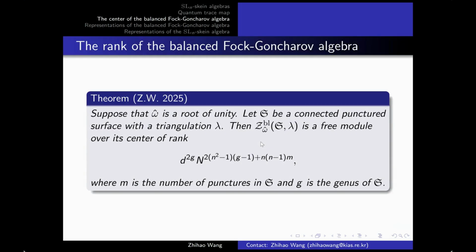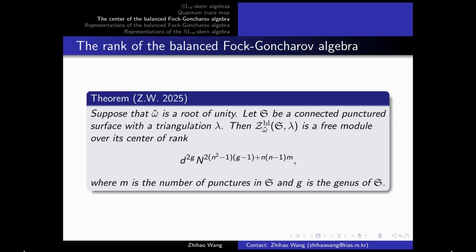Here's another one. This is the rank of the balanced Fock-Goncharov algebra, of the balanced part. Still, we have the root of unity assumption. So S is a connected punctured surface with a triangulation lambda. Then the balanced part is a free module over its center and of this rank. Here D is the greatest common divisor between m prime and small n. M is the number of punctures of S. G is the genus of the surface. So this is the rank.